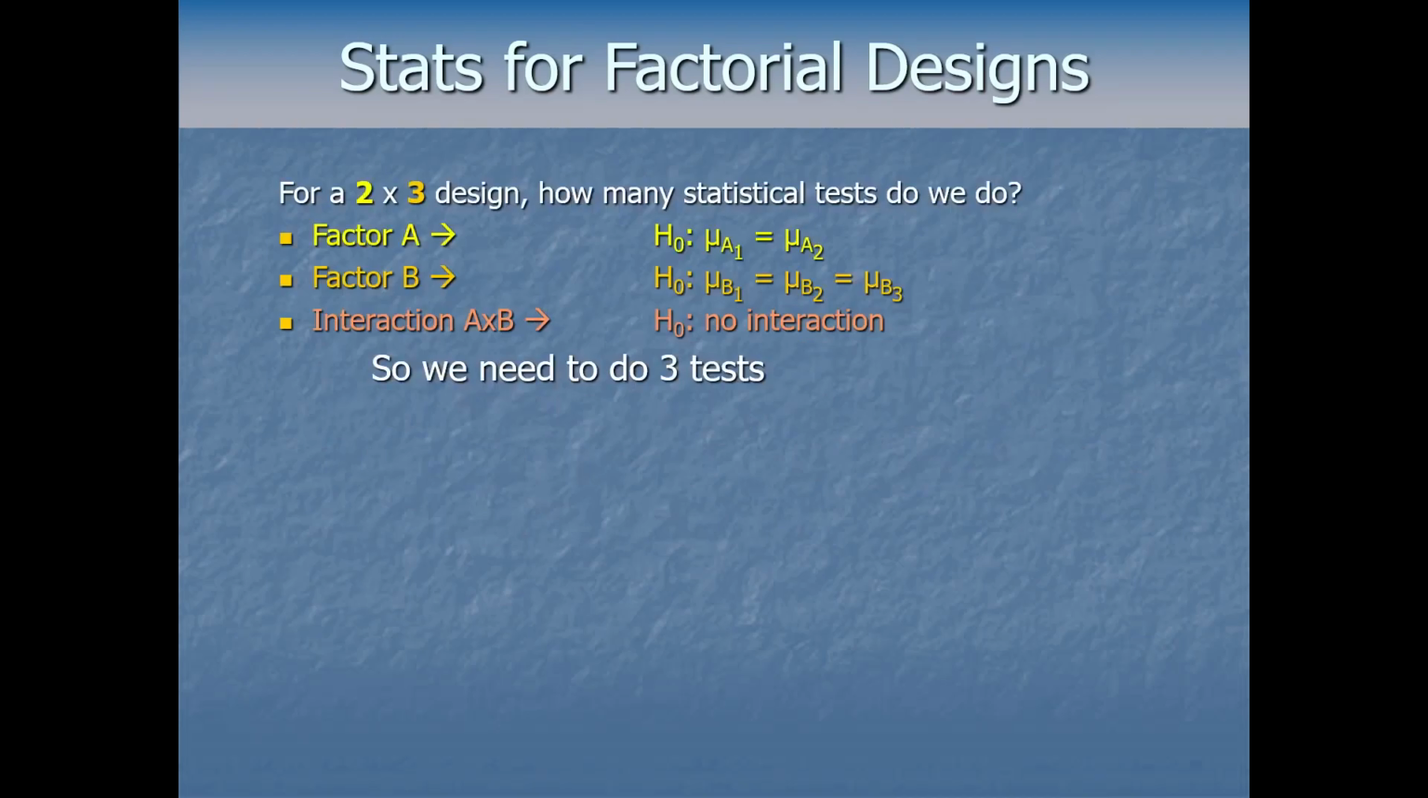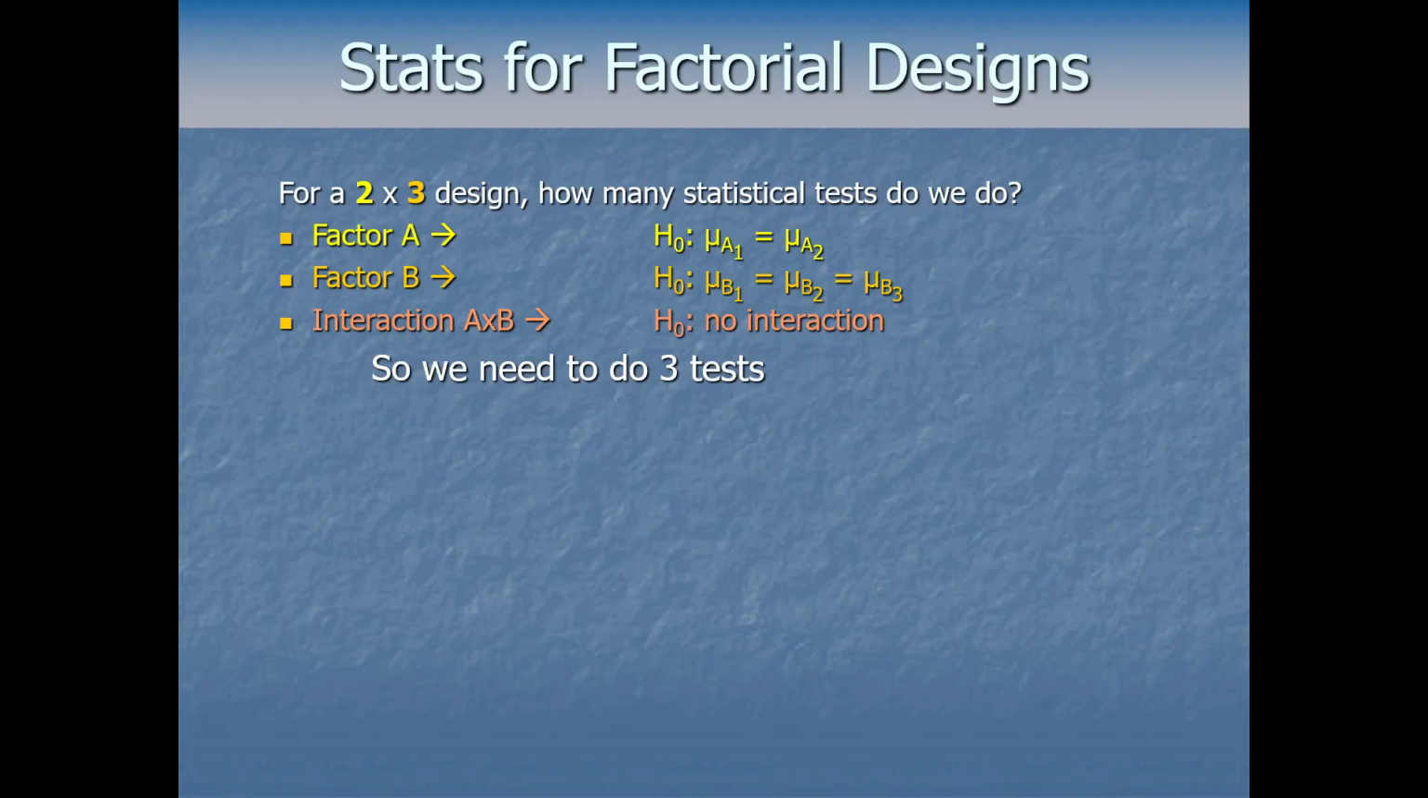So imagine we're doing a 2x3 design. How many statistical tests do we do? Well, you've got factor A, the one with 2 levels. So the null hypothesis to see if there's a main effect of factor A would be H0, saying that the mean of factor A's first level is equal to the mean of factor A's second level. Or to make it easier, you could just use words. The null hypothesis of the top line there could just be that both levels are equal for factor A.